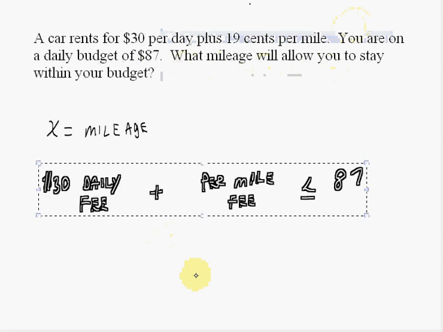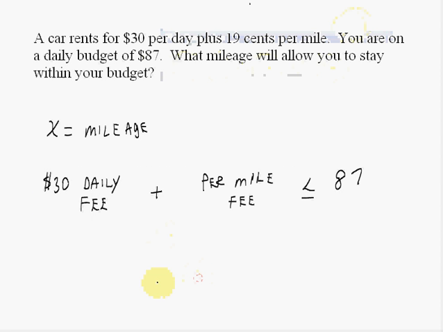Well, we have to keep in mind that what you end up paying per day when you rent this car is a $30 daily fee that's just right off the top, plus 19 cents per mile, and that has to add together to be less than $87. So our inequality comes right from that.